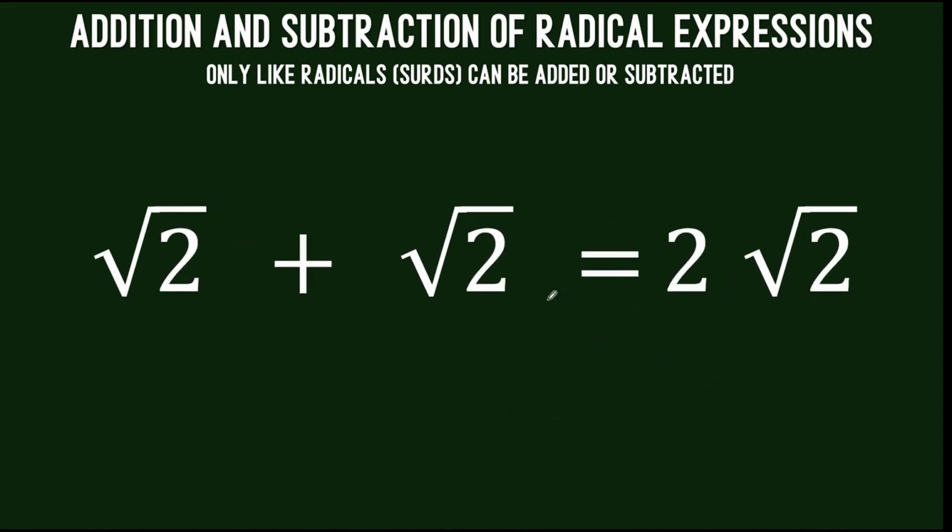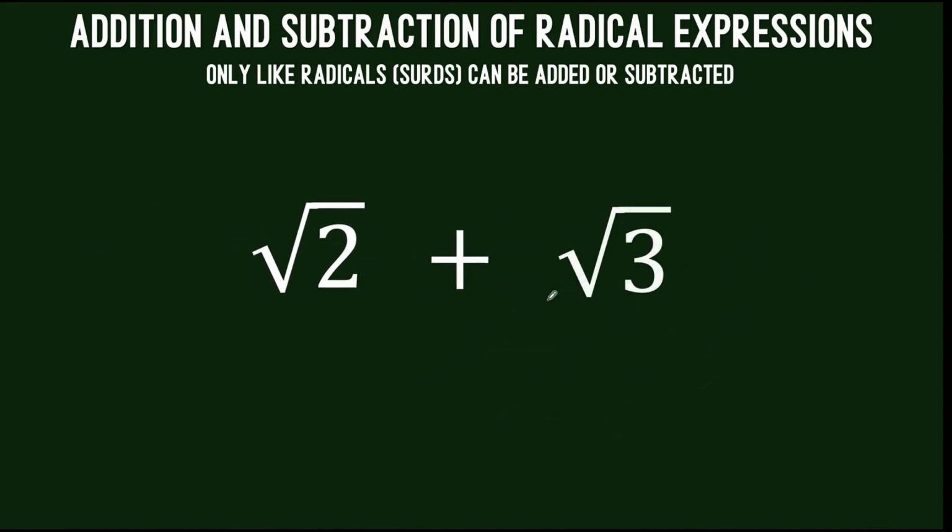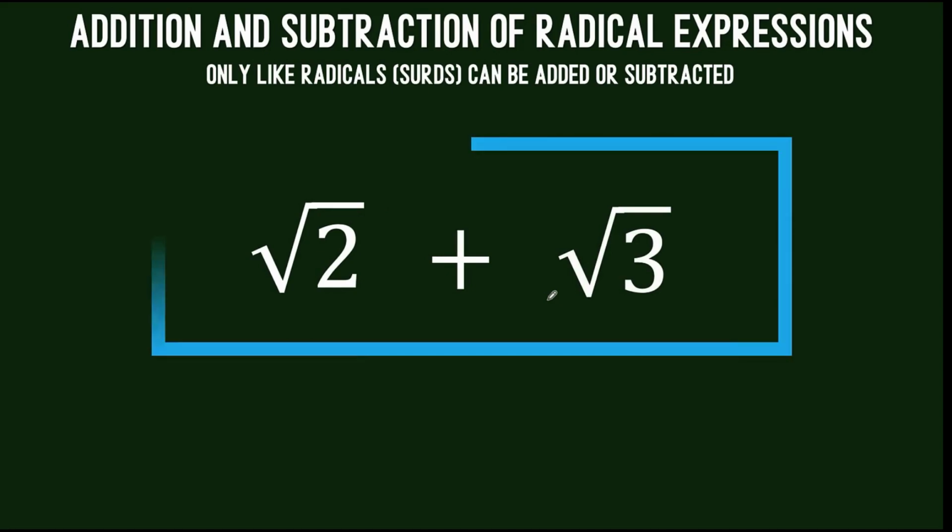Another example. Let's say we have square root of 2 plus square root of 3. Again, both of them are irrational numbers. They are surds. But since they are different surds, we can no longer add them. And so our answer here is just this binomial. Square root of 2 plus square root of 3 is equal to square root of 2 plus square root of 3, because only like radicals can be added. And these two radicals are not like radicals, so our answer is still the given binomial, square root of 2 plus square root of 3.